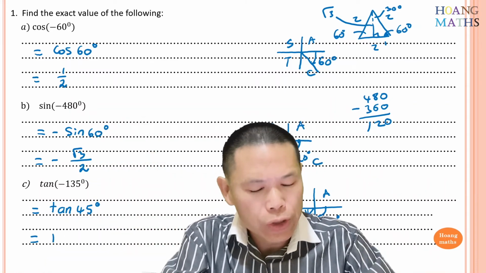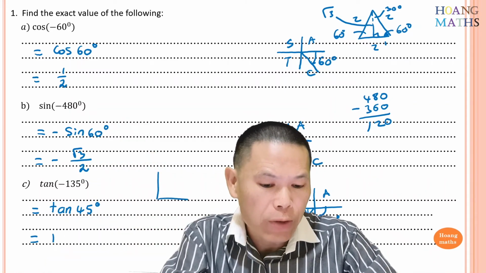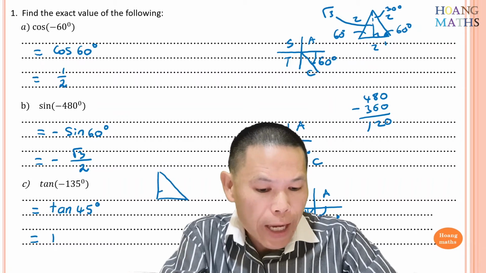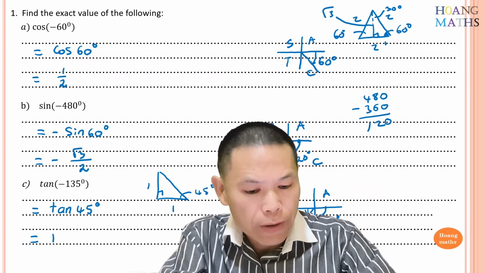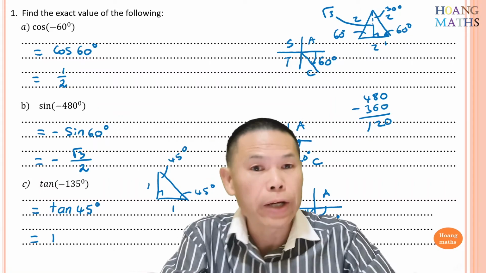Otherwise, again, you just quickly draw a right angle triangle out for 45 degrees. And this is 1, 1. And of course, 45, 45. You just need to remember this triangle, okay?